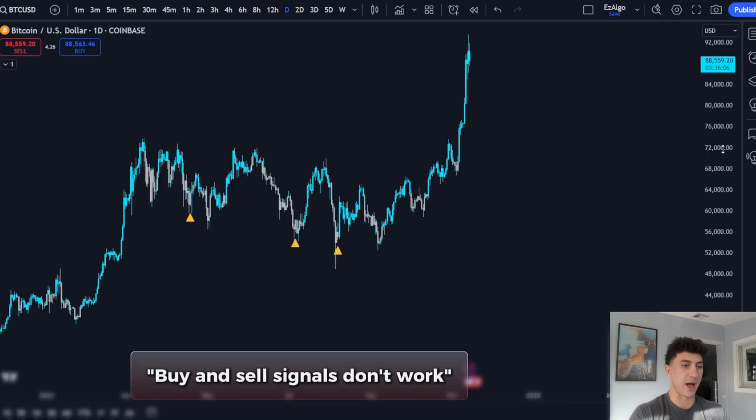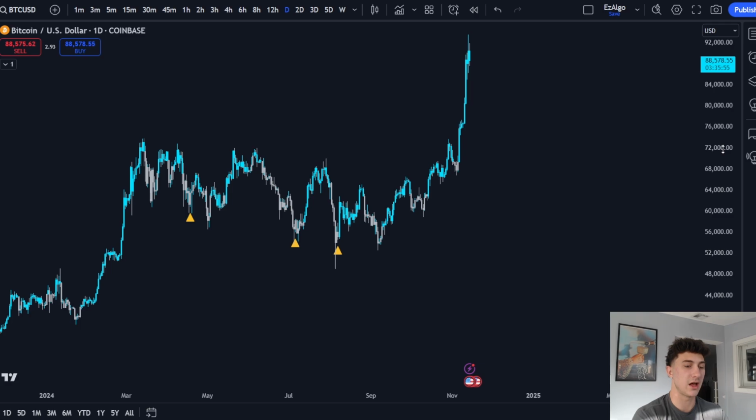Now, a lot of people think that buy and sell signals don't work. We're going to put that to the test. I would disagree. The signals on EzAlgo, I would argue you can follow if you're on a high enough time frame with no other confluences and just set up some sort of automation or set up alerts on TradingView.